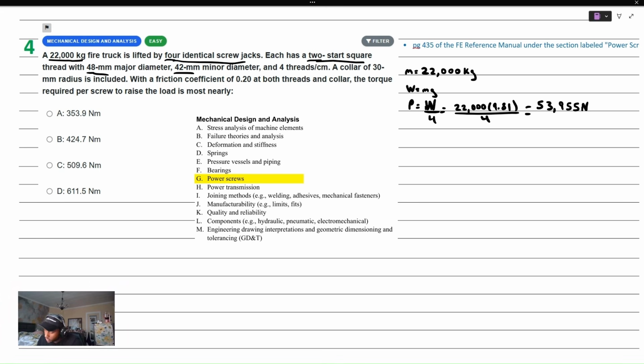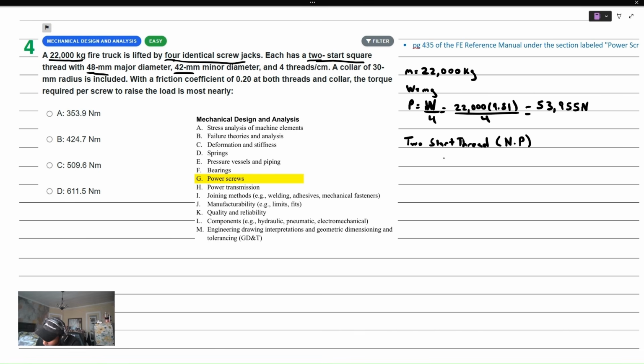We have a 2-start thread, and that's important for finding out how much lead you have. And the lead is related to the pitch. That is just the number of starts multiplied by the pitch.